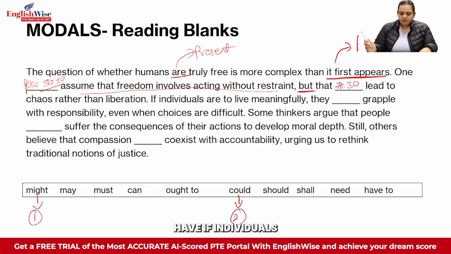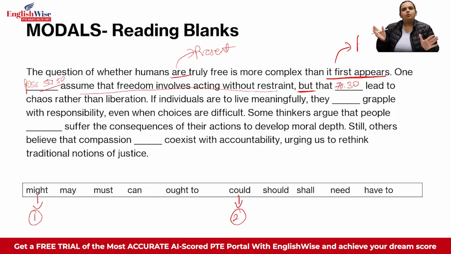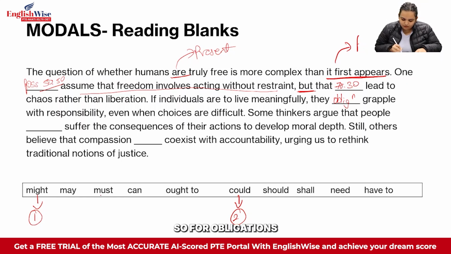Moving further, we have "If individuals are to live meaningfully, they – grapple with responsibility even when choices are difficult." Now when you are reading this sentence, they are saying that if you want to live meaningfully, you have to grapple with responsibility. It's not that you can run away from your responsibilities. You have to live with responsibilities. So over here this is an obligation. Okay, so for obligations we put "must" as our answer. So "must" is my third answer over here.